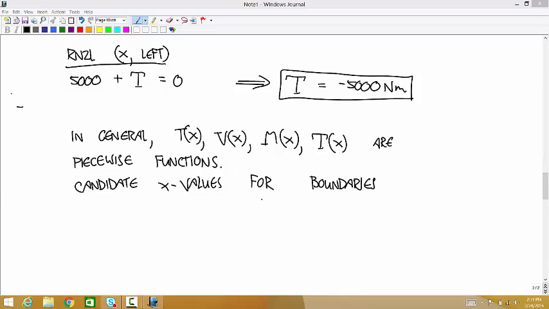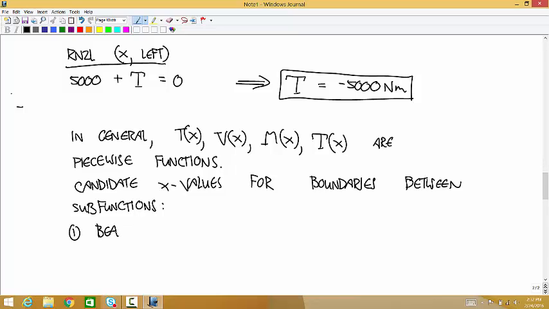So the candidate x values for boundaries between subfunctions, there are sort of 4 categories. First are the beam endpoints.